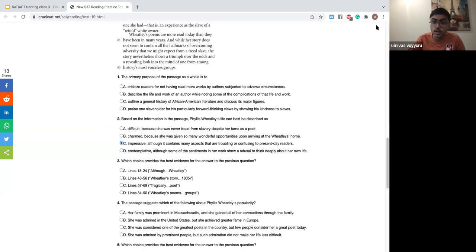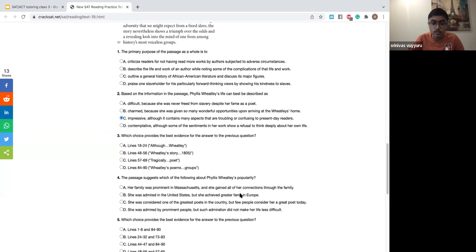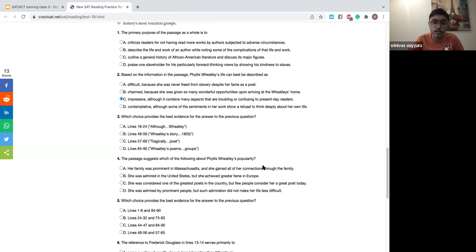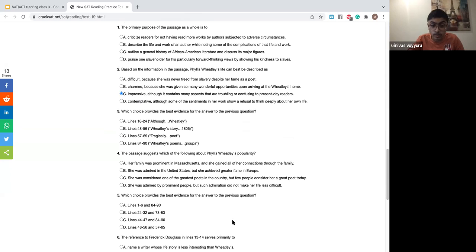All right, I'll continue. Which of the following does the passage suggest about Phyllis Wheatley's popularity? So this is another process of elimination problem. You could take out A. Her family was not really prominent in Massachusetts. Nowhere does it say this word or anything similar to it. And she never really gained connections through it. She found them herself. B can also be crossed out simply because nowhere in the passage does it say this.